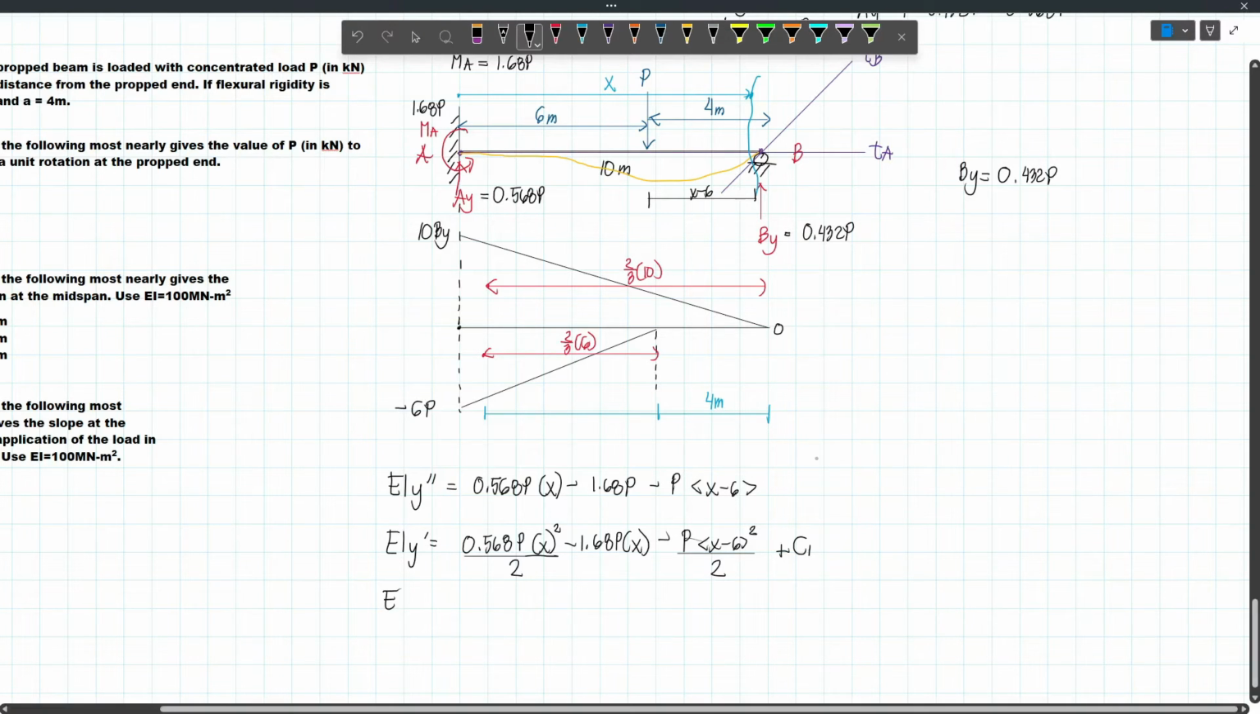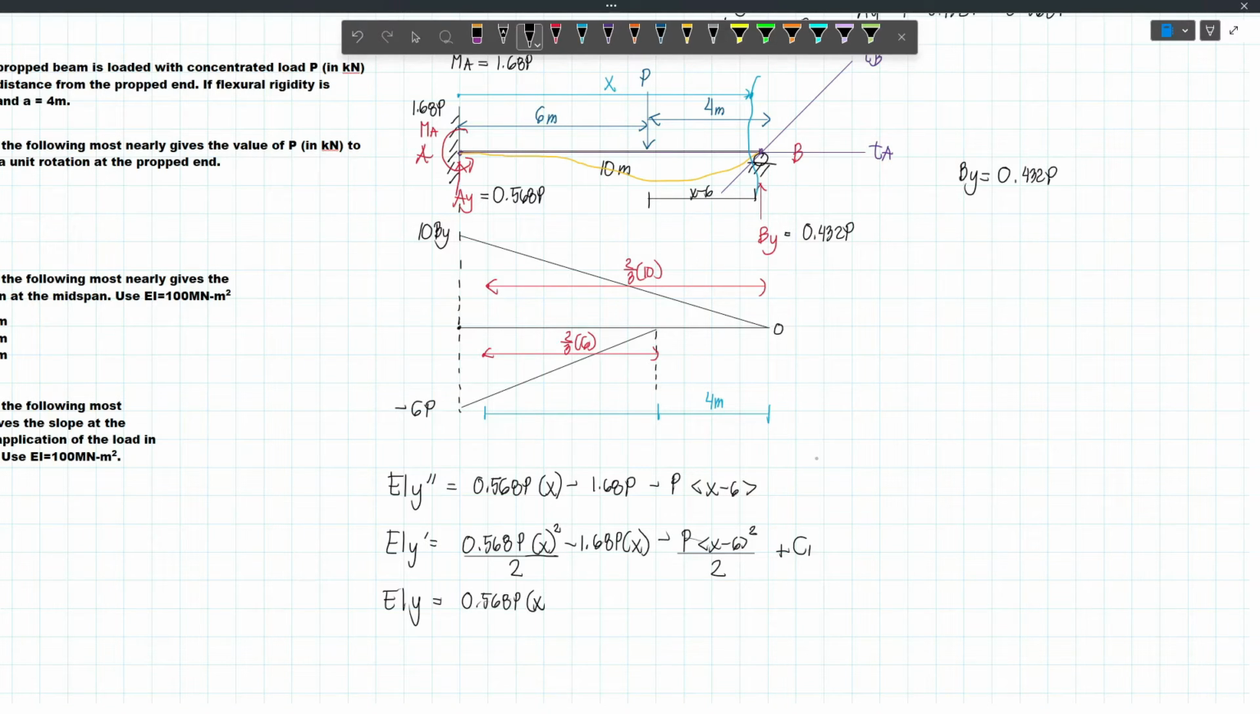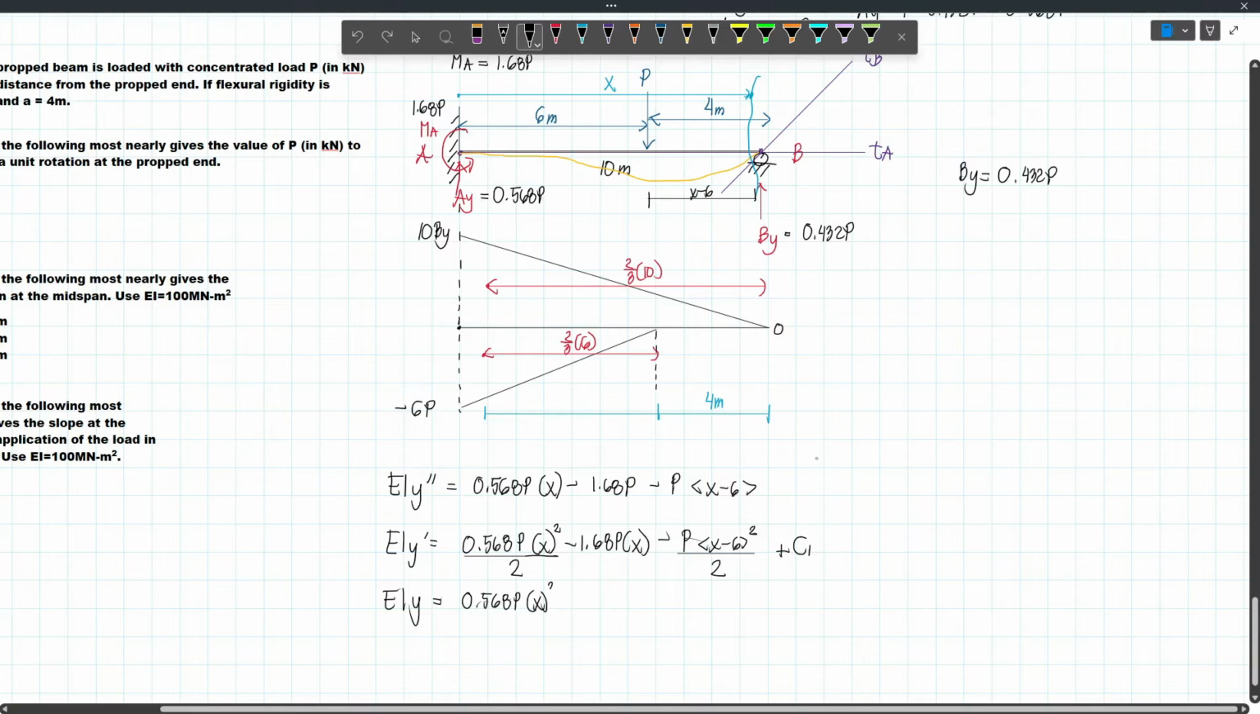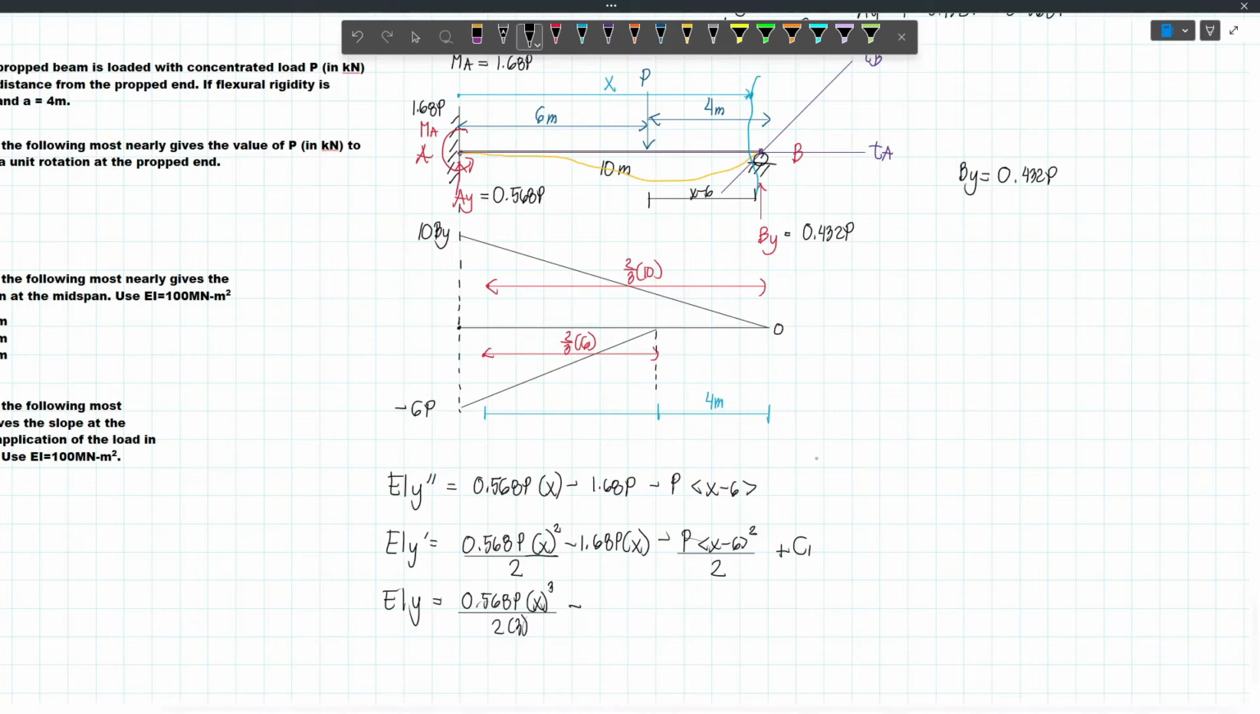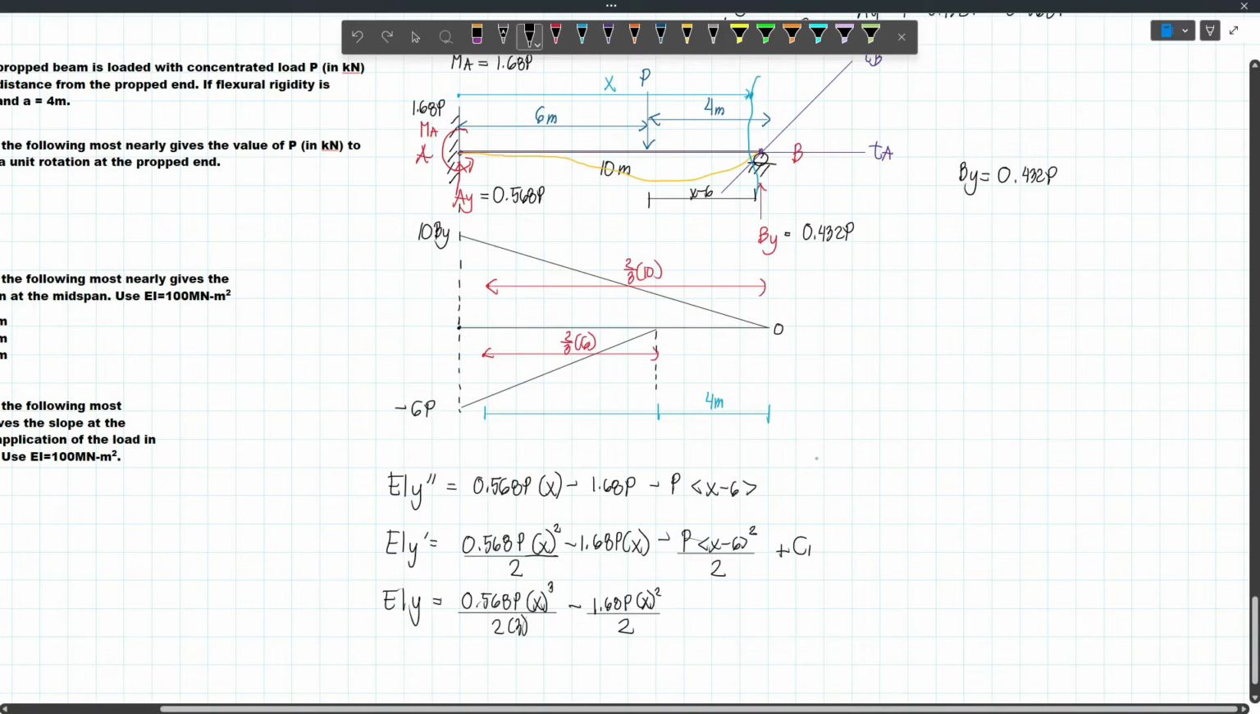And then in the deflection equation, we integrate once more. So we have 0.568p times x cubed plus 1 over 2 times the exponent, 2 times 3. You can also simplify if you have mastered it. And then 1.68p times x squared over 2. This can be simplified, but since my calculator is not that powerful, being an emulator, I will just type it as is.